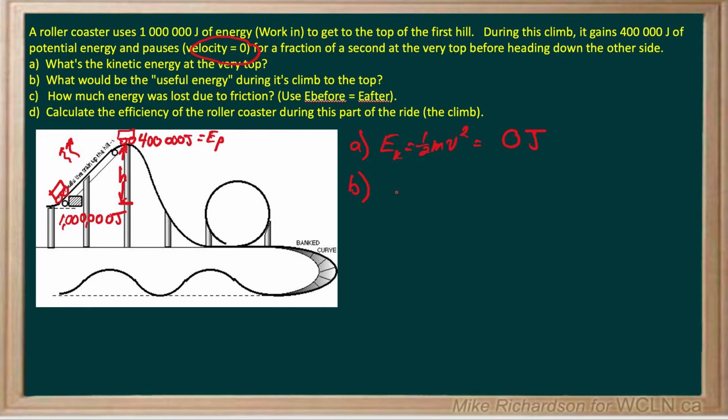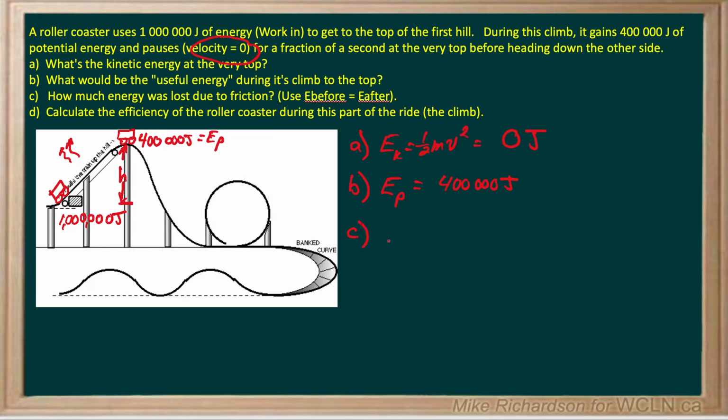Question B, what would the useful energy be during its climb to the top? Well, since the point is to lift the roller coaster so it can start the ride, the useful energy is potential. So the useful energy in this case is 400,000 joules. That's the point of that motor trying to drag that coaster all the way up.